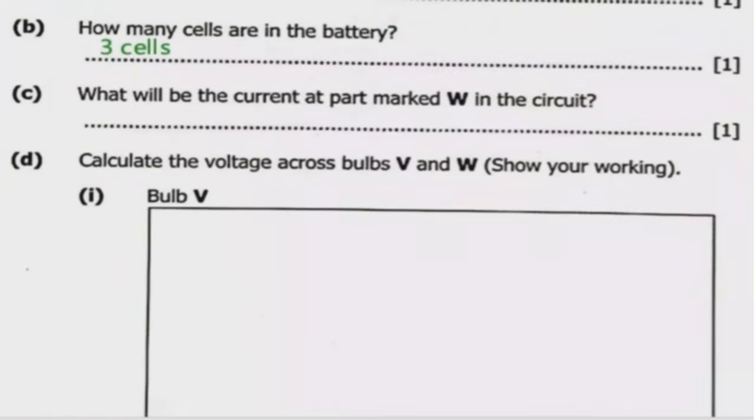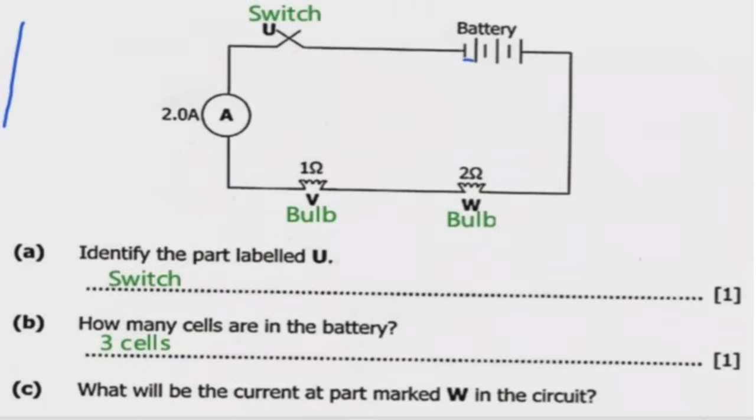Now let's come to question C: what will be the current at the part marked W in the circuit? Let's go back and understand what is there. We are told the following diagram shows a battery connected to an ammeter and 2 bulbs in an electric circuit. The ammeter is showing 2A, 2 amps.